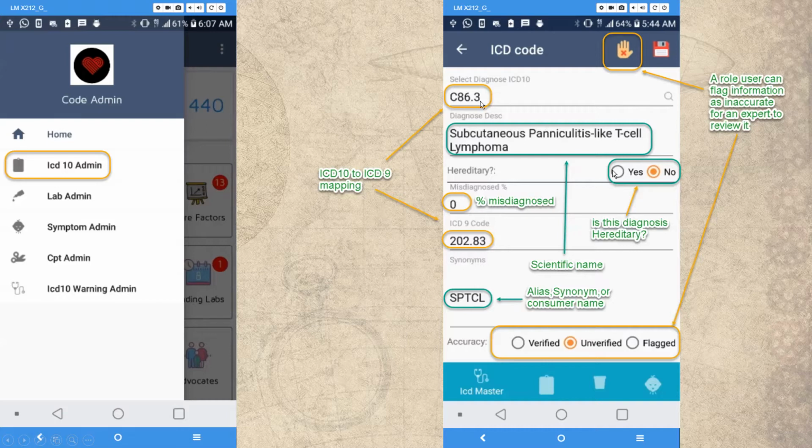The ICD code mapping 10 to 9, and in the future 10 to 11, the scientific name, the percent rate of being misdiagnosed, if it's hereditary or not, the consumer name, and you have an option to flag the information as accurate or good or false.